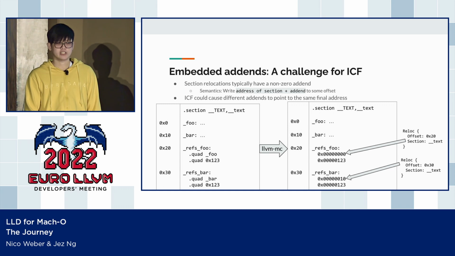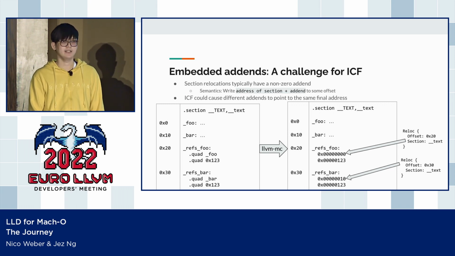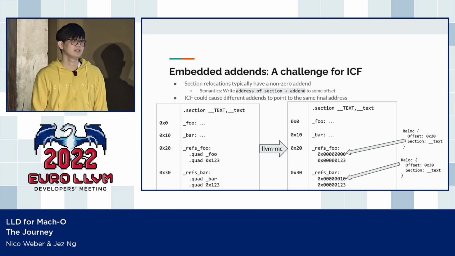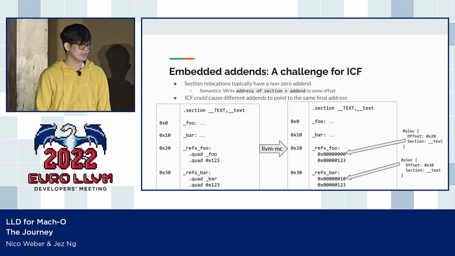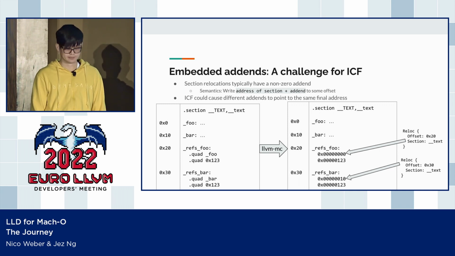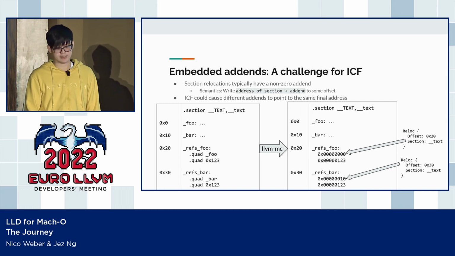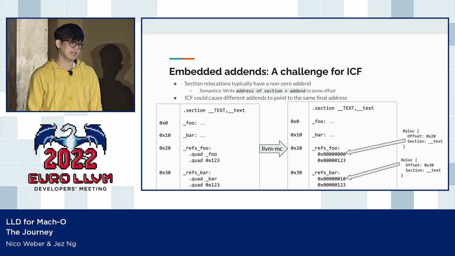However, the relocations themselves do not contain the addresses of foo and bar. Instead, those addresses are embedded as add-ins directly inside refs foo and refs bar. So in this example, since bar is at address 0x10, refs bar has the value of 0x10. As a result, if we naively compare the section contents, we will incorrectly conclude that refs foo and refs bar can never be identical. So how do we resolve this?